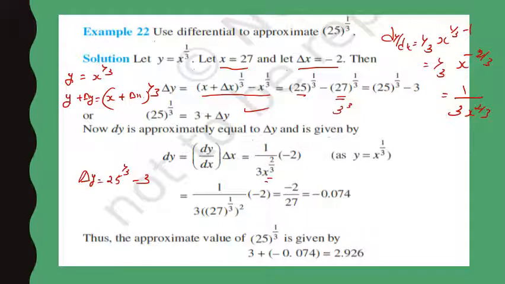Therefore, approximate value of 25 raised to 1 by 3 is 3 plus delta y, that is 3 minus 0.074. So 2.926.